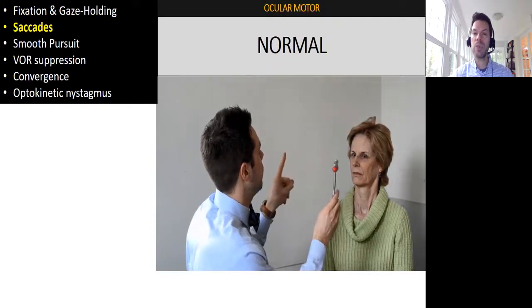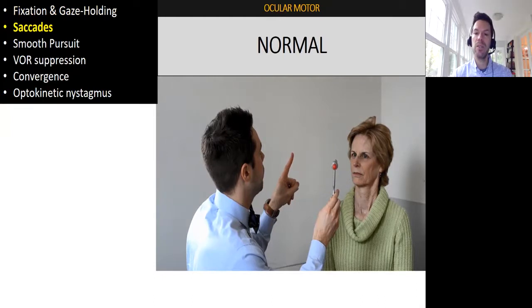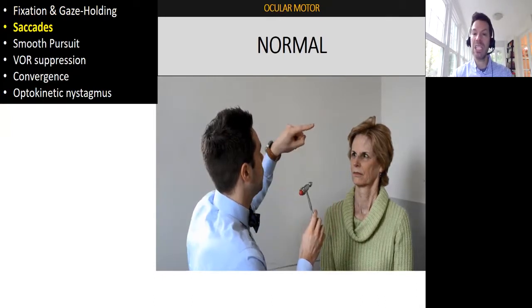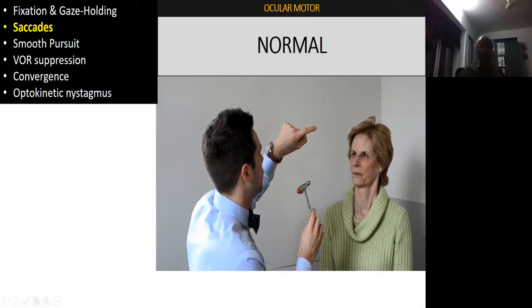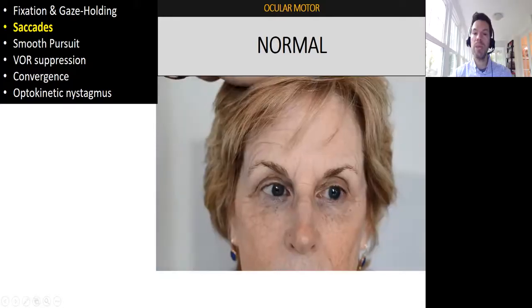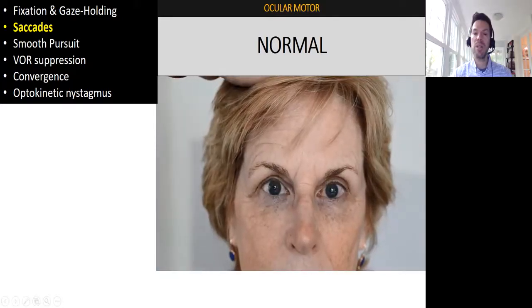Then I have the patient perform larger amplitude saccades. This is a nice way to evaluate for the velocity. Are these too slow? Also conjugacy, are the eyes moving together? Is there an internuclear ophthalmoplegia? And again, you want to make sure that you're evaluating horizontally and vertically.